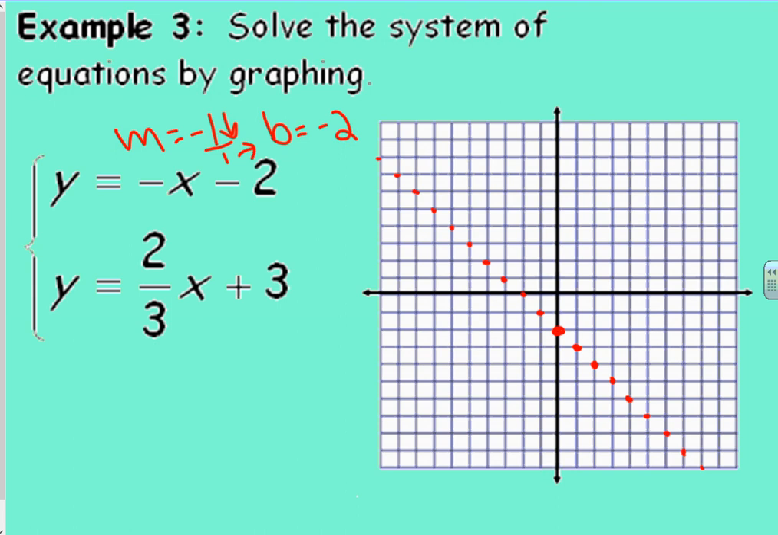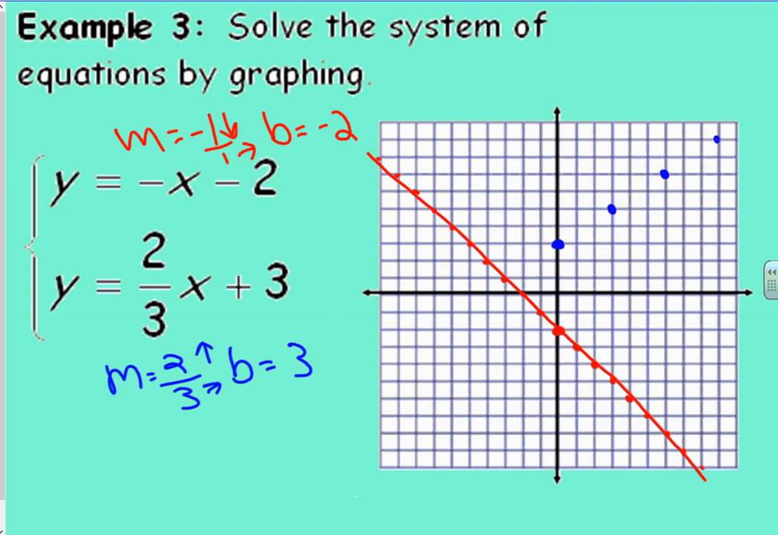Now, for the second one, our slope is 2/3. No need to make that a fraction as it already is. My y-intercept is 3. Oh, I forgot. The last step in graphing is to connect those dots. So I'm going to begin with my b at +3. And my slope is 2/3. So I'm going to go up 2, right 3. Up 2, right 3. Up 2, right 3.